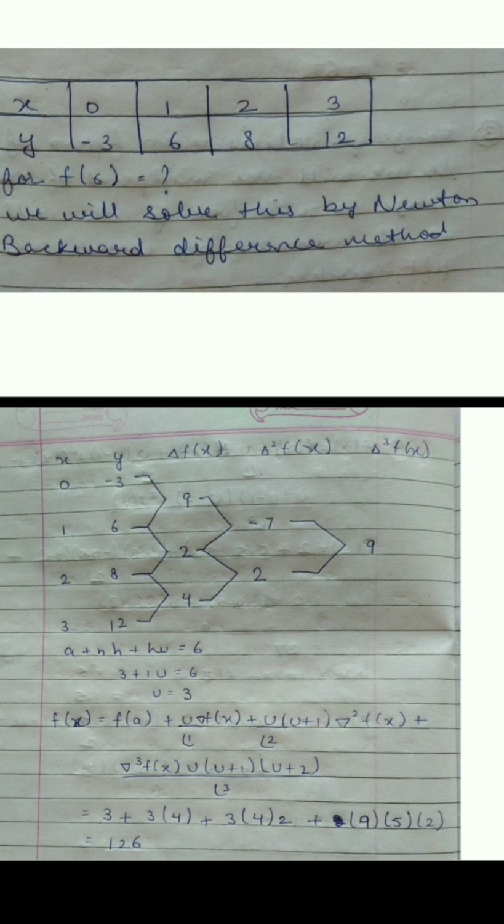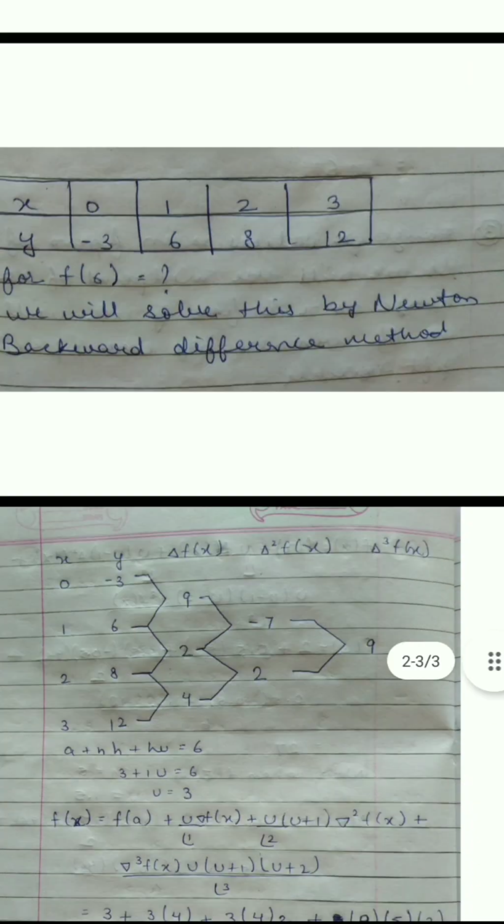And the Newton backward difference formula is f of x is equal to f of a plus u upon factorial 1 nabla f of x plus u into u plus 1 upon factorial 2 nabla square f of x plus u into u plus 1 into u plus 2 upon factorial 3 into nabla cube f of x. Applying this formula for f of 6, we'll get the value of f of 6, that is 126.